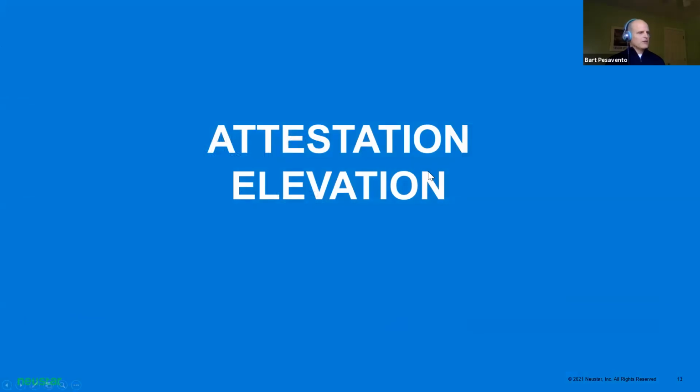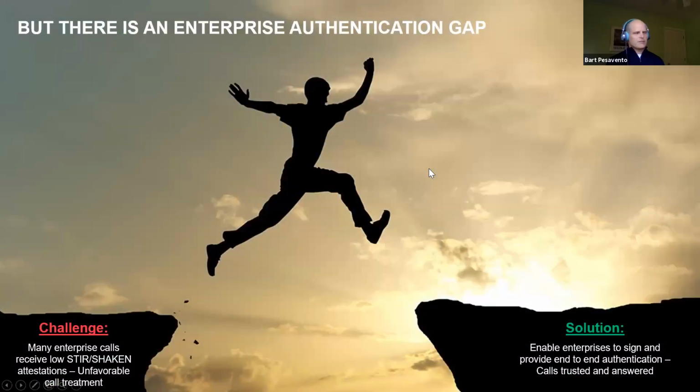Let me turn it back over to Henry. He's going to take us through how we solve this. We're not getting a lot of A's. We've got an attestation problem. How do we actually solve this thing we call the attestation gap?